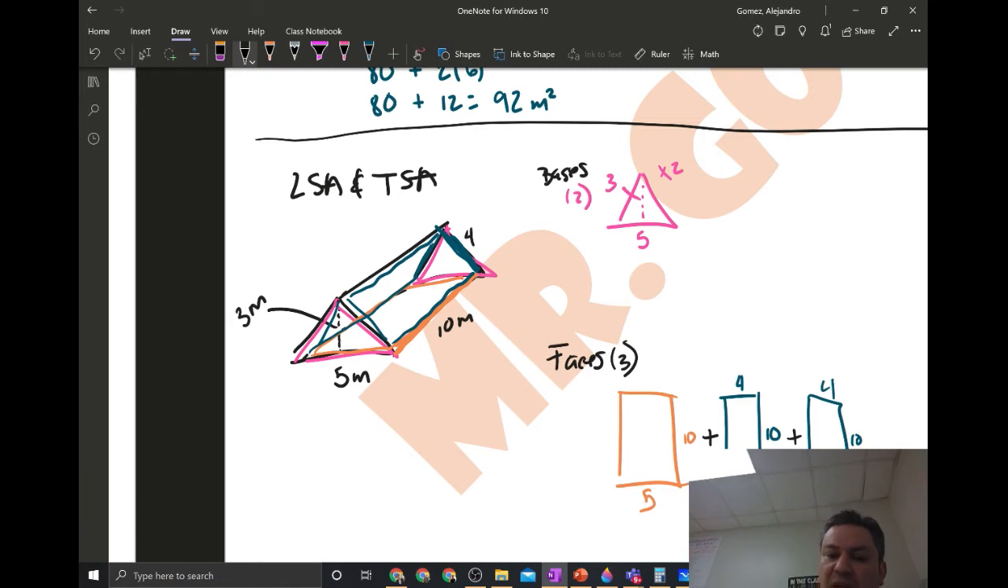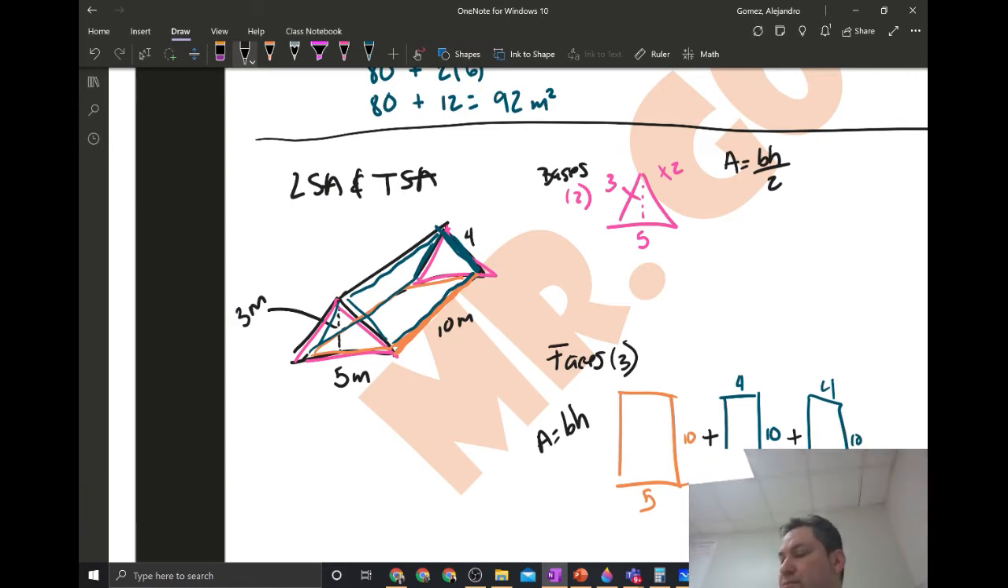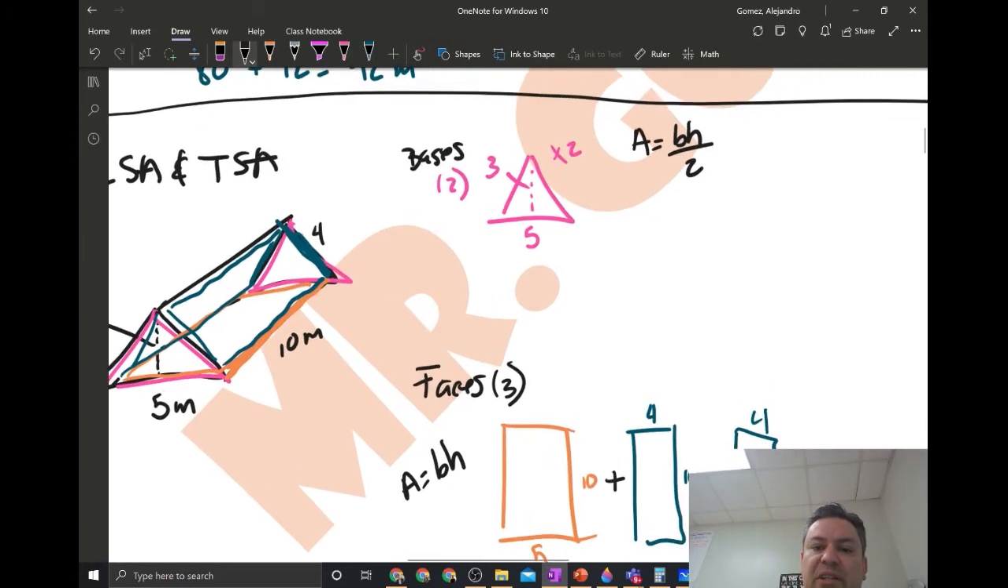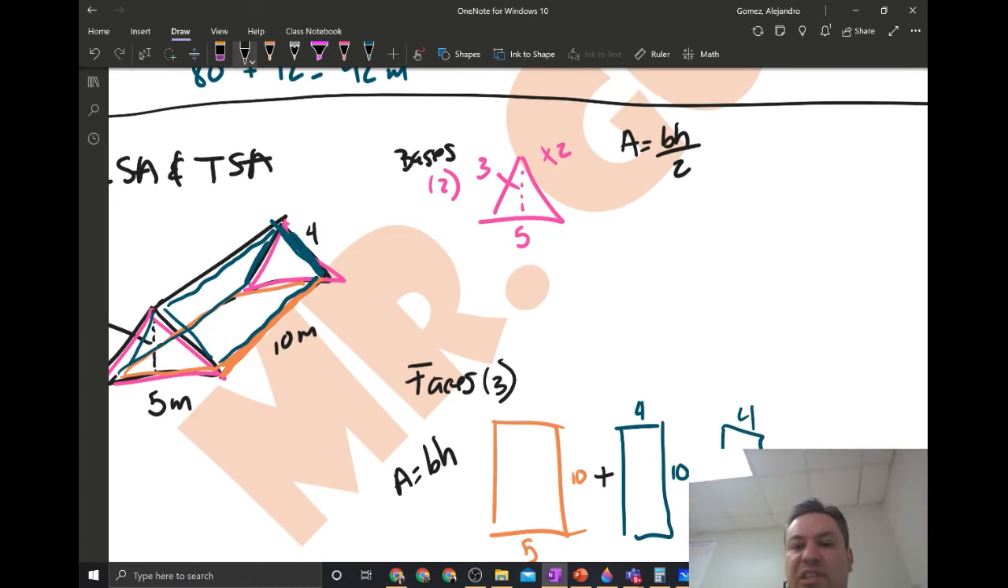Now remember, the formula for the triangle is area equals base times height divided by 2. And for the rectangle, area equals base times height. Okay? We already know how to find the formulas. You are given the formula chart and it's on your notes, and it's going to be given to you in every single test.